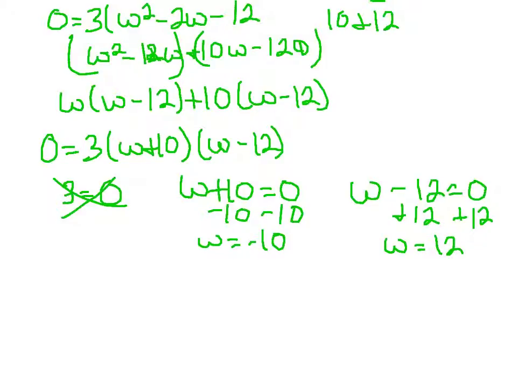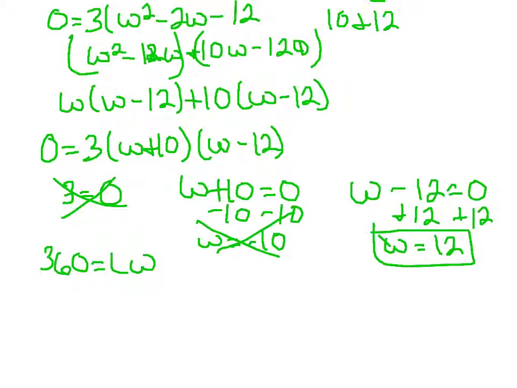So since a measurement cannot be negative, we can cross out the negative 10, or W equaling negative 10, so our answer is W equals 12. So now we can plug that into the very first equation, which is 360 equals length times width. So then we'll have 360 equals length times 12. And then we can divide 12 from both sides, making the length equaling 30.